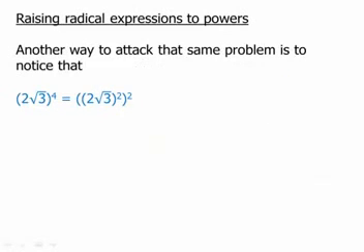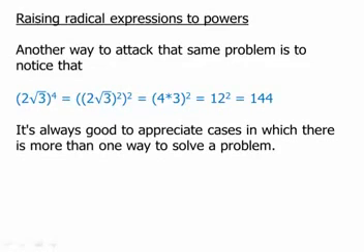Another way to attack that same problem is to notice that we could write that 4 as 2 times 2, and then bring only one of the factors of 2, bring that exponent inside the parentheses. So we'll have a squared inside and a squared outside. Well, the squared inside, that's easy. We just talked about how to square things like this. So 2 squared is 4, root 3 squared is 3. That's 4 times 3, or 12. Now we can apply the outside squaring, and that gives us 144. That's another way to approach the same problem. In fact, that way might be a little more elegant. It's always good to appreciate cases in which there's more than one way to solve a problem.